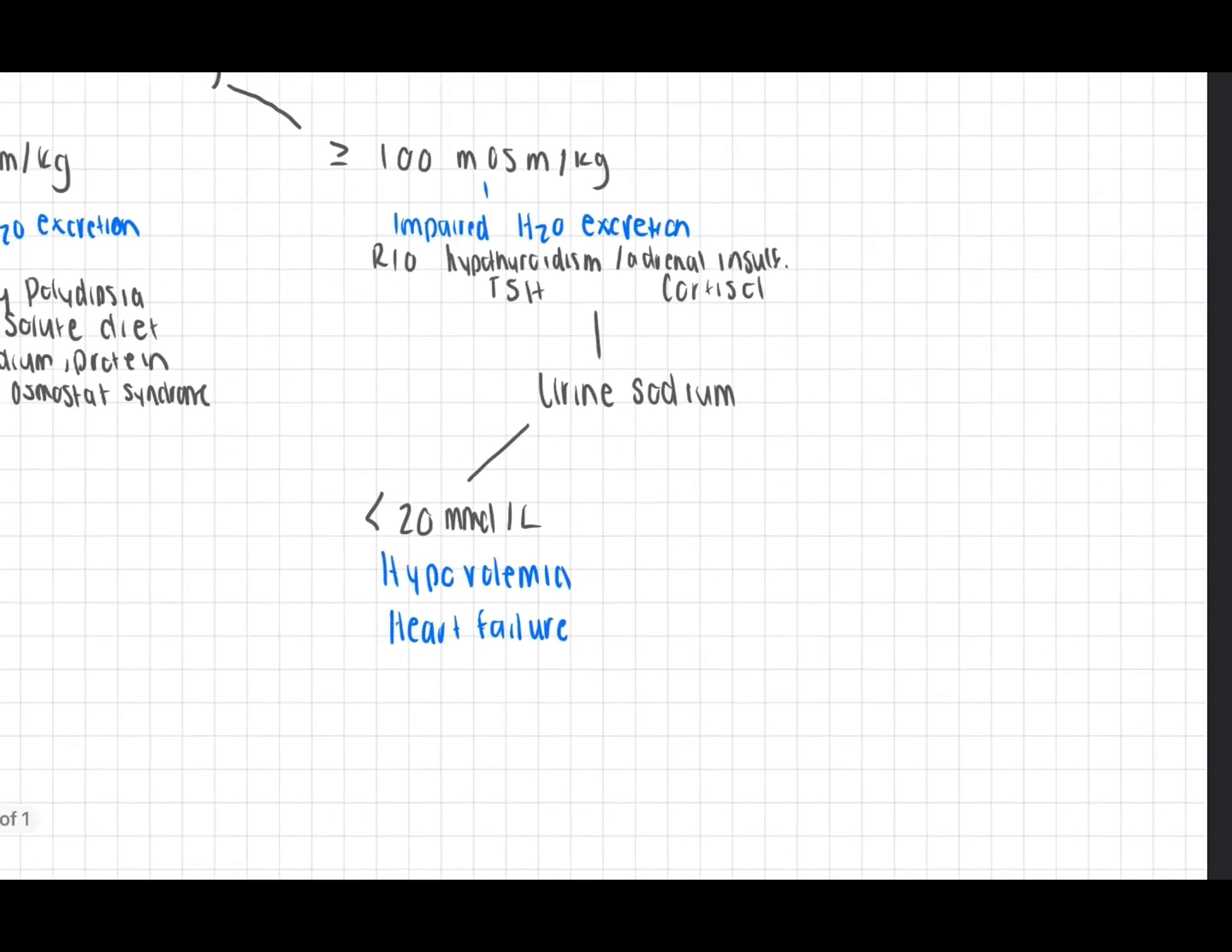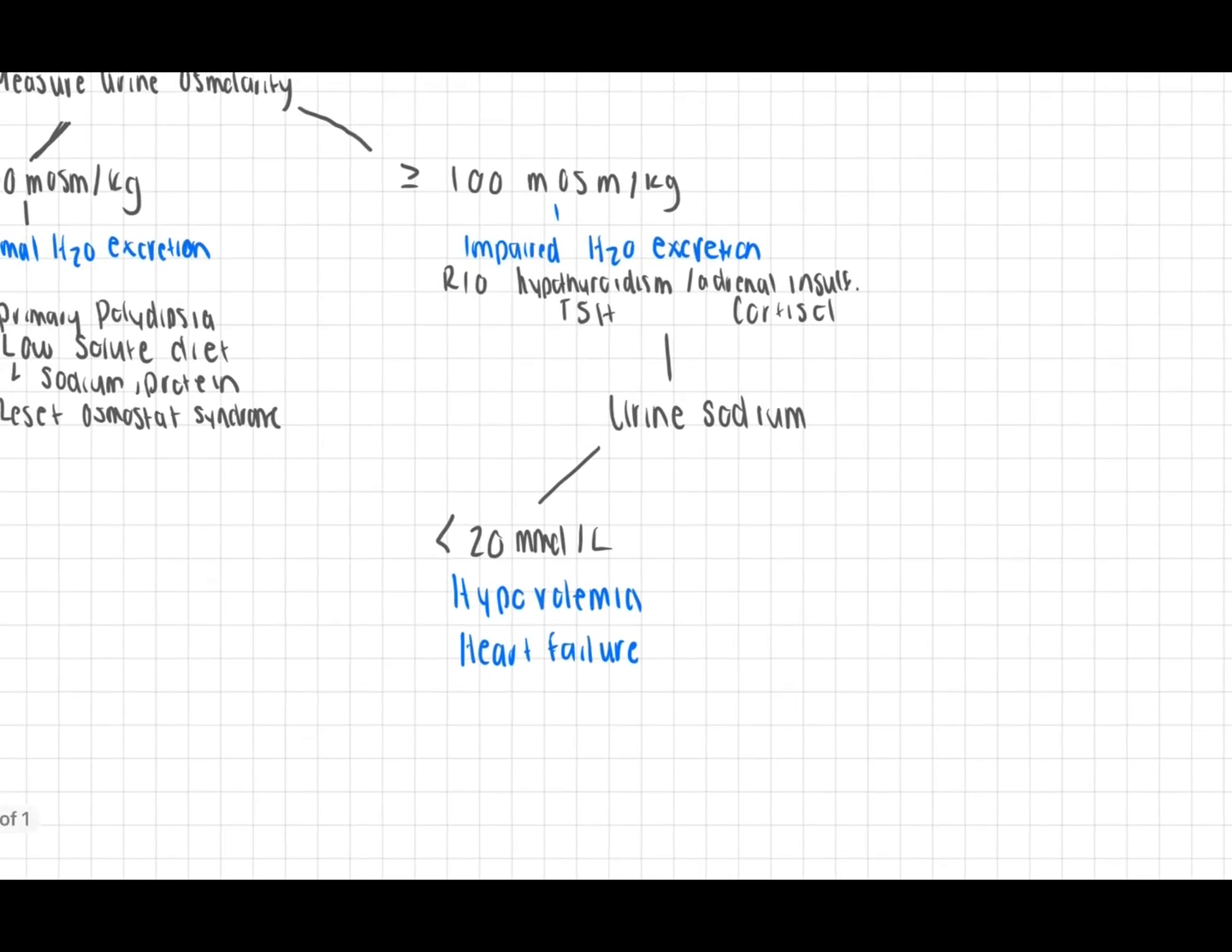So our urine sodium can also be increased. So this is typically in a euvolemic patient. So we have a sodium greater than 40 millimoles per liter. We would say this is increased. And this typically happens in something like SIADH, the syndrome of inappropriate antidiuretic hormone. It could also occur in reset osmostat syndrome. And it can also happen in renal wasting conditions.